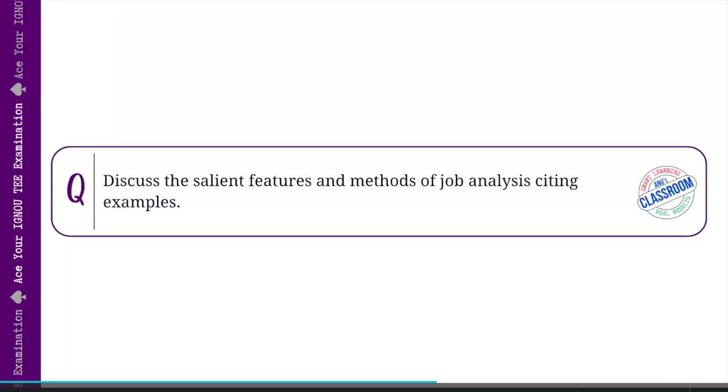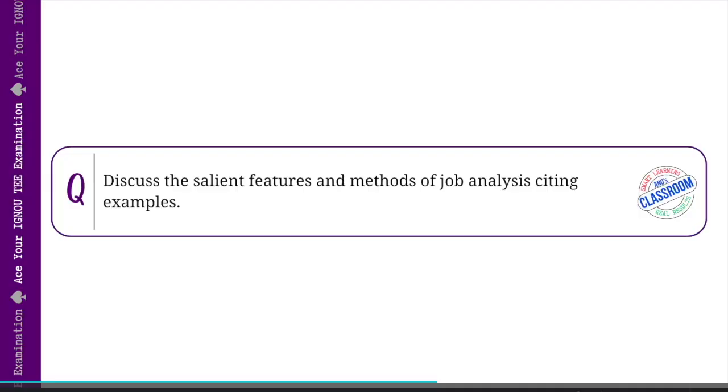Discuss the salient features and methods of job analysis citing examples. Okay. What is job analysis? It is basically figuring out what a job really involves so that HR decisions are not, let's say, guesswork. So, job analysis simply means systematically collecting information about the job, the tasks, the responsibilities involved, the skills that are needed for a particular job or a particular role. So, it is like the backbone of HR because this job analysis is what informs the recruitment, training, performance appraisal, and even salary decisions that the HR takes.